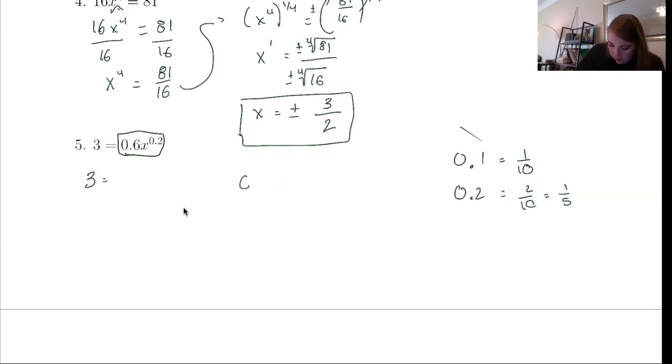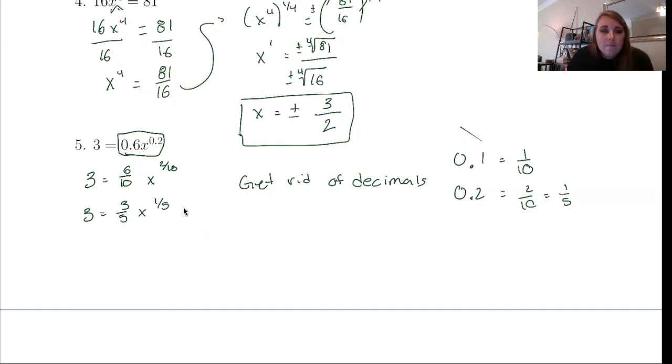Getting rid of decimals. So I'm going to do 0.6 is going to be 6 over 10 times x to the 2 over 10. And then I can simplify from there really quickly. So 3 equals 6 divided by 10 is 3/5. And 2/10 we just said was 1/5. Okay. So I need to get x by itself.